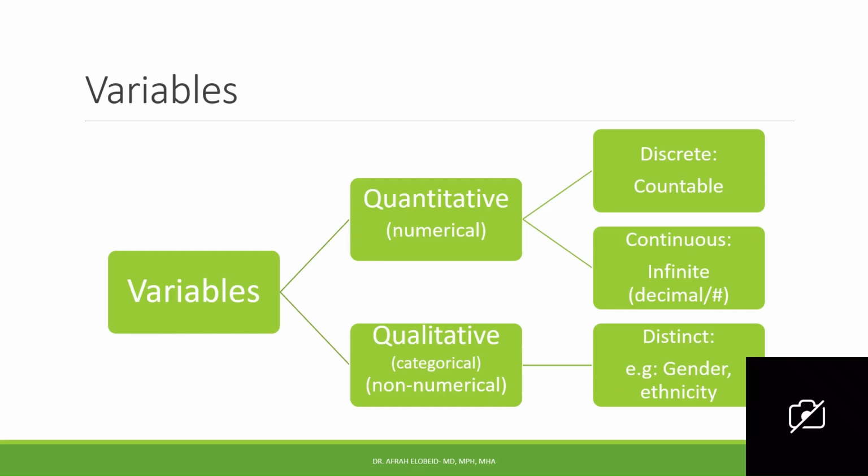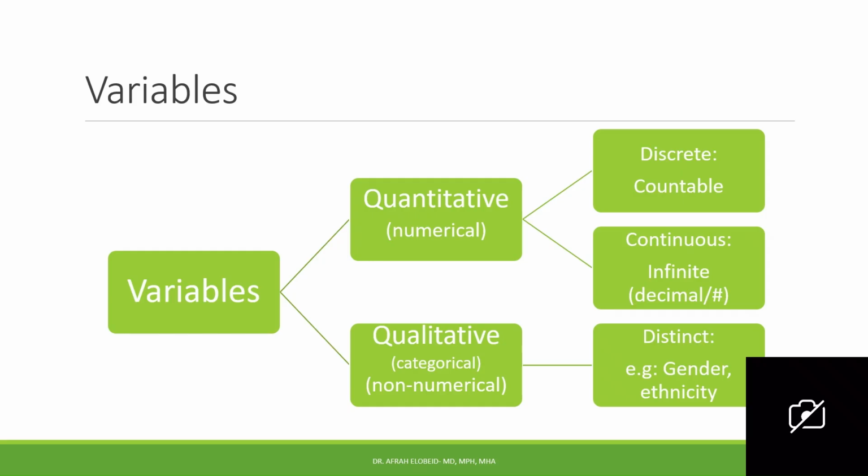So the height of the person can be 159.5 centimeters, or for example, the weight of the patients can be 180.3 pounds, right? So these are continuous numbers, can accept any number, infinite numbers are the options.